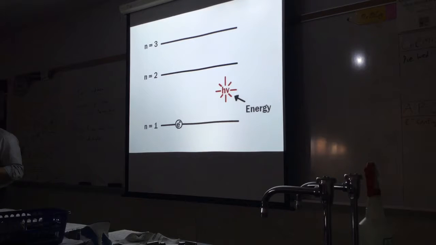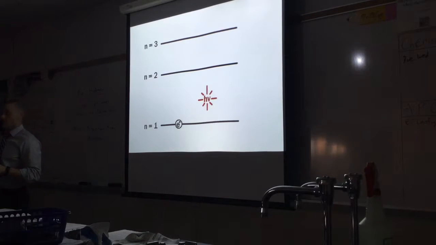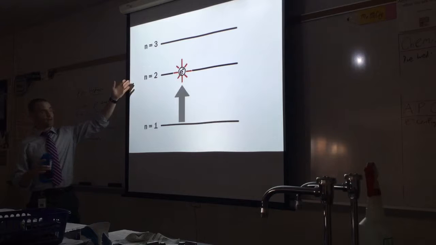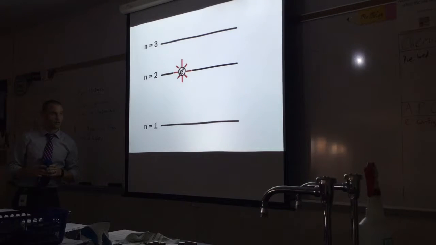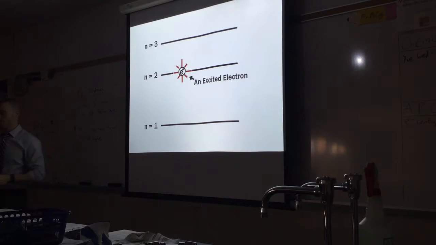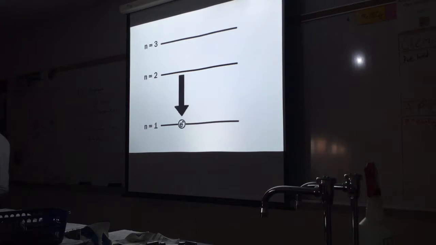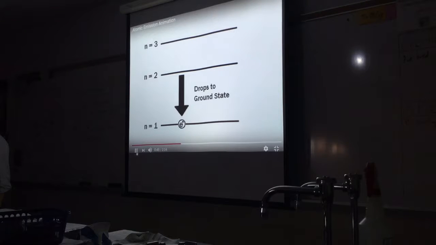So E equals hv. If it gains enough energy, the hv would be the energy. So it gains the energy, and they're going to show it jumping up to a higher energy level. So that's the excited state. Once it jumps up to the higher energy level, this is pretty slow, but it's a good visual. It's unstable. Why is that unstable? That's a good question.